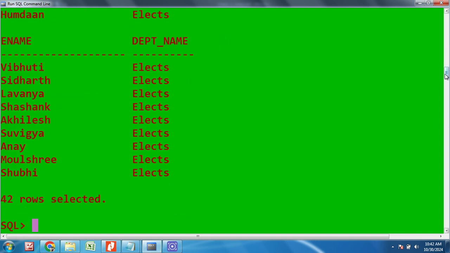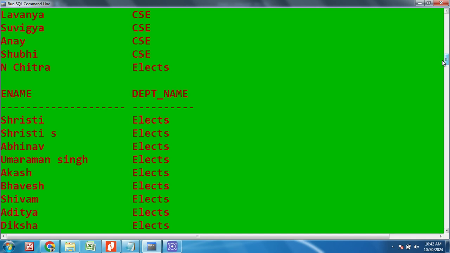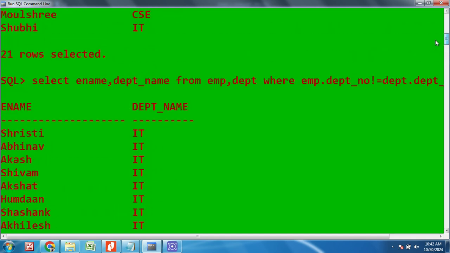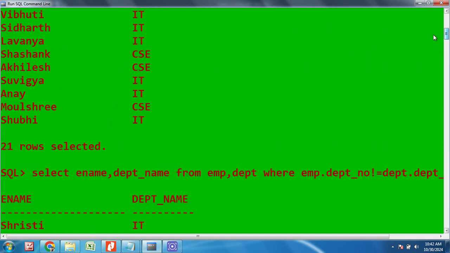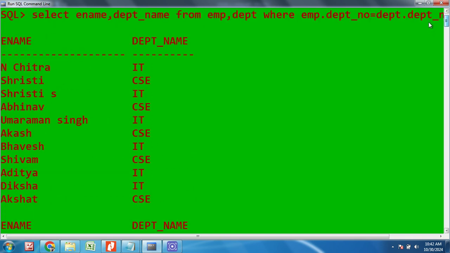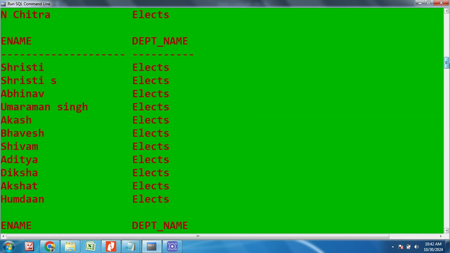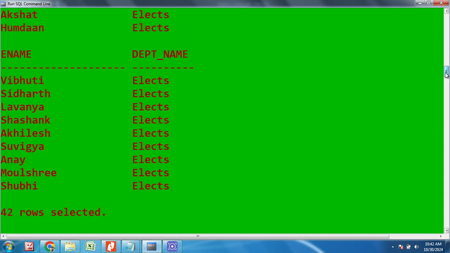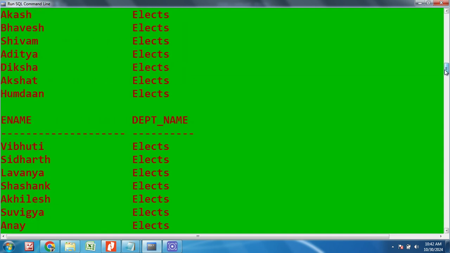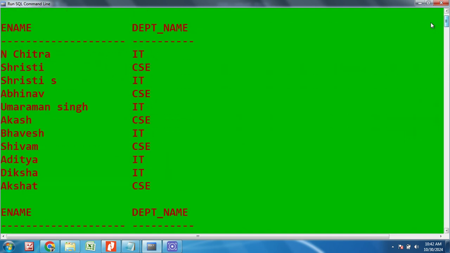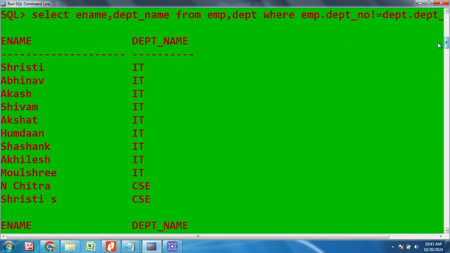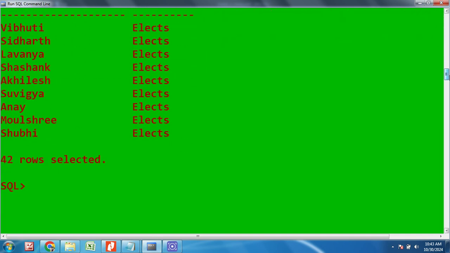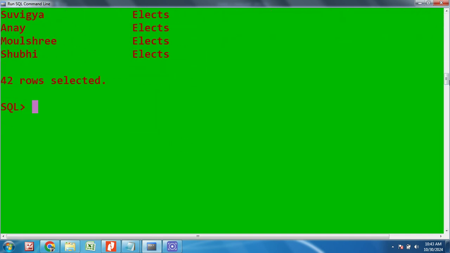In the previous case we have not seen electronics, but in this case we can see the electronics also. So where department numbers are not matching, we can retrieve the values from two different tables. Here we are seeing electronics, and in the previous output we cannot see electronics because it is an unmatched value. So it will show me the unmatched value.